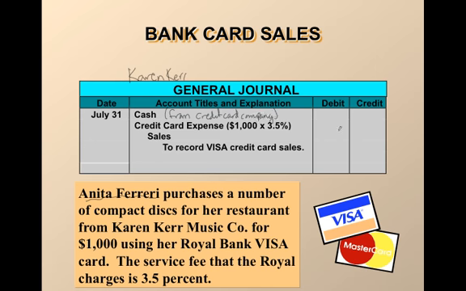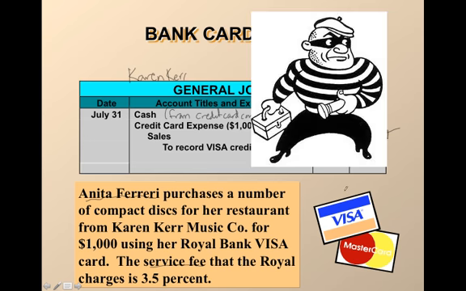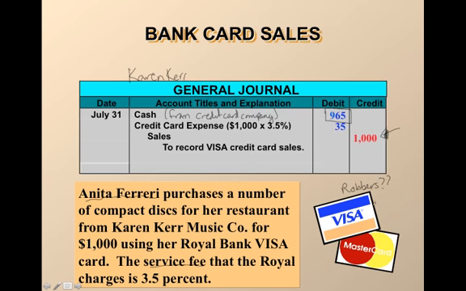The sale was for $1,000. So you'll see the $1,000 comes in for the sale because that's how much revenue they earned. However, the 3.5% service fee that Karen Kerr's company has to pay is $35. This is an expense account, credit card expense, or credit card fee sometimes it's called. So you're going to debit 35 and that's going to be 1,000 less that is the amount of cash that Karen Kerr actually gets. So they made a sale for $1,000, but they're only going to get $965. Do you think these guys are robbers? They actually do make a lot of money.